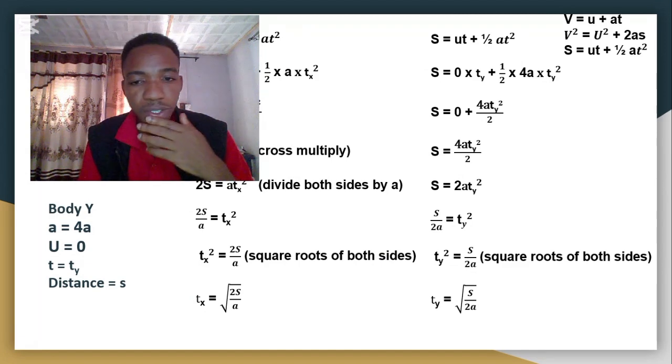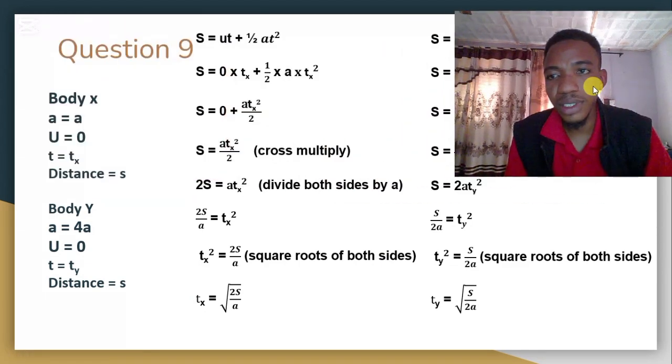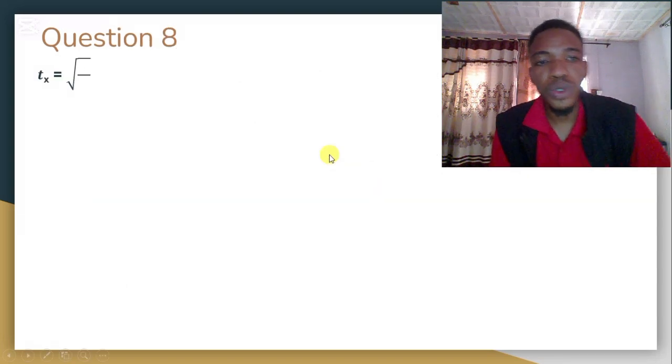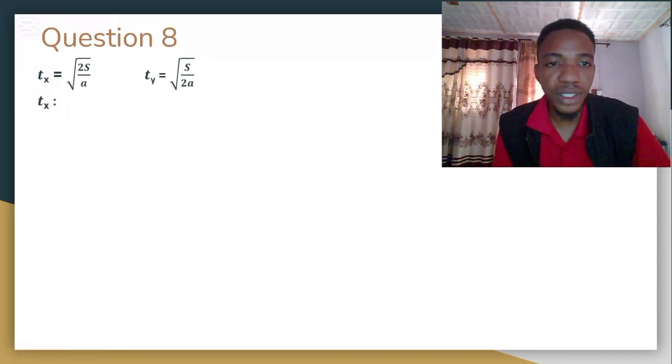So I'm going to find tx ratio ty. Like I said, I've done this. So tx is 2 times the square root of 2x over a. ty is the square root of x over 2a. So tx ratio ty, how do we do it?